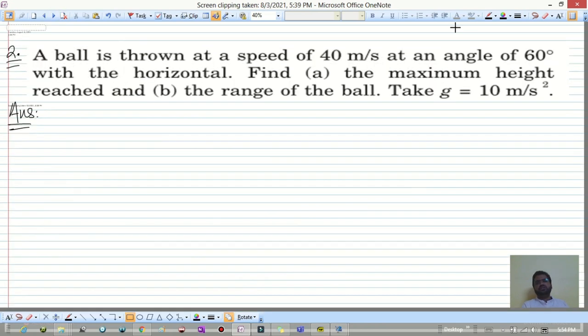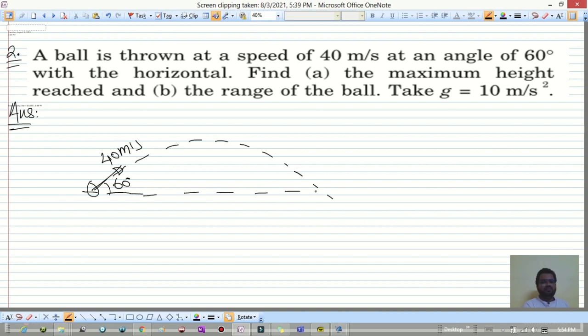Now the next question, it is given a ball is thrown at speed 40 meter per second at an angle 60 degree with the horizontal. So one ball is thrown at some angle, that angle is given 60 degree, and the speed is given 40 meter per second. So this ball will go and hit somewhere here, right? Find the maximum height h we want. Okay, no problem. And the range r we want.